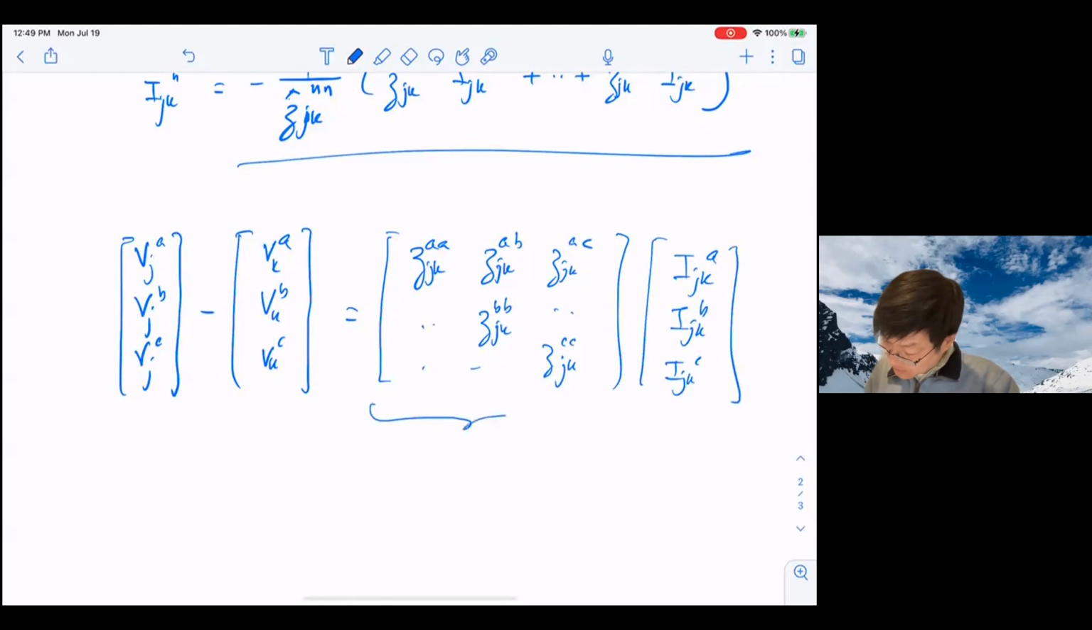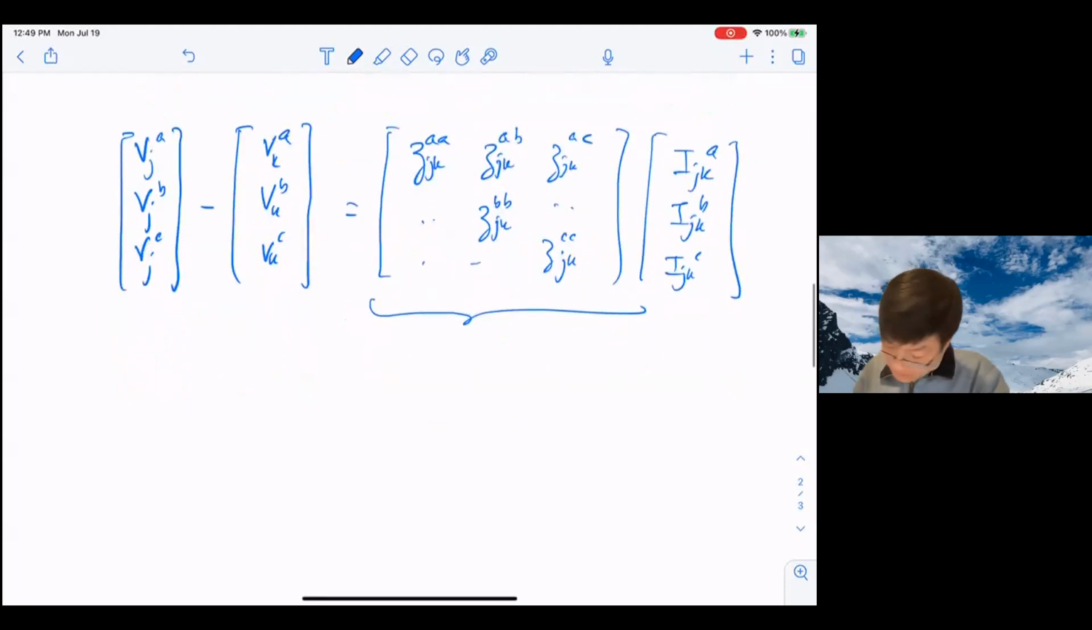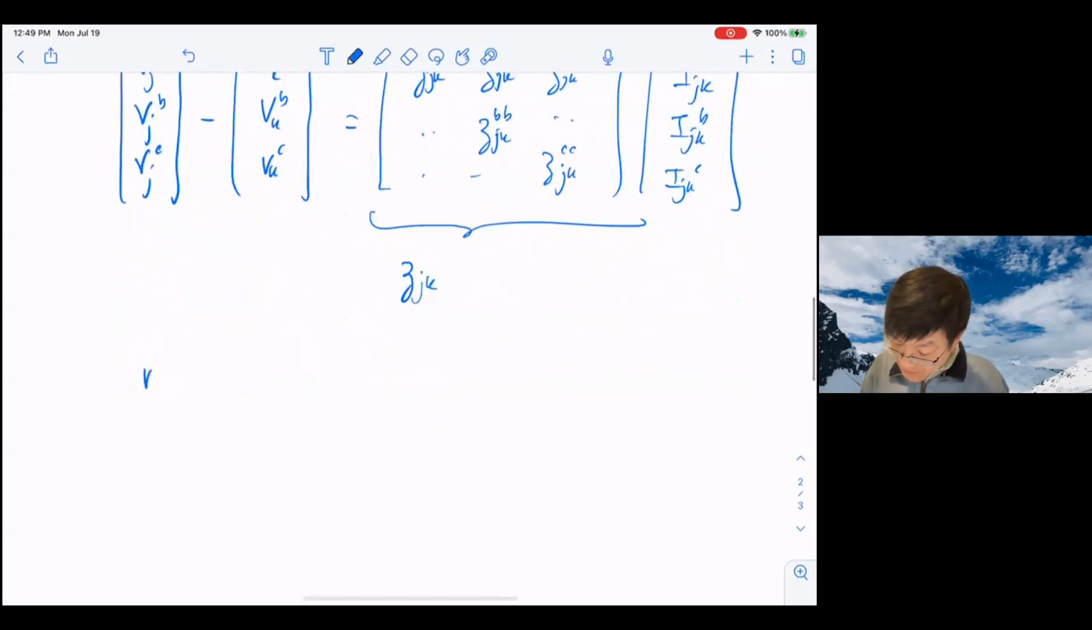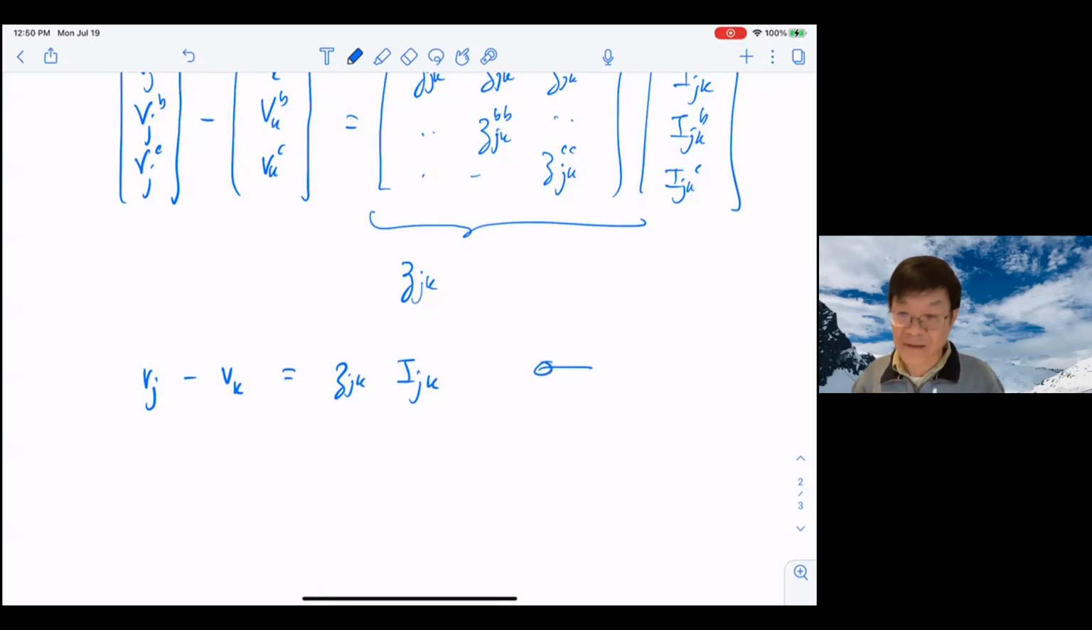Okay, so this is what we will be dealing with most. So we call it small z_jk, which is a 3x3 matrix. And this is the phase impedance matrix, the series phase impedance matrix, only the series part. Now, in vector form, this looks very much like before. We just have V_j minus V_k equals z_jk I_jk. In single phase, each symbol is a scalar. Here, they are either a three-dimensional vector or a 3x3 matrix. That's all, right?